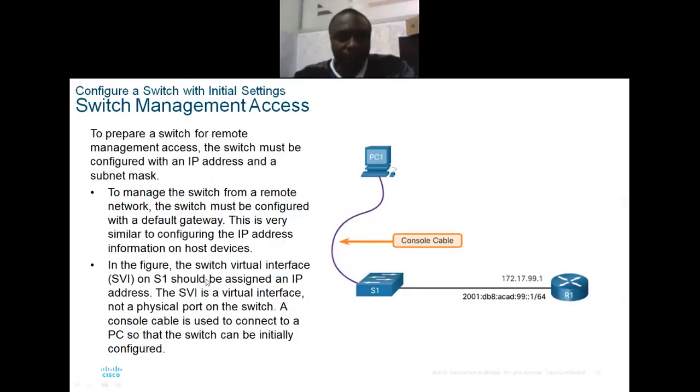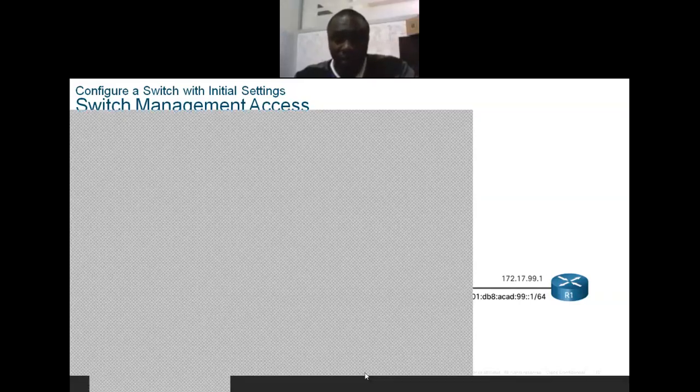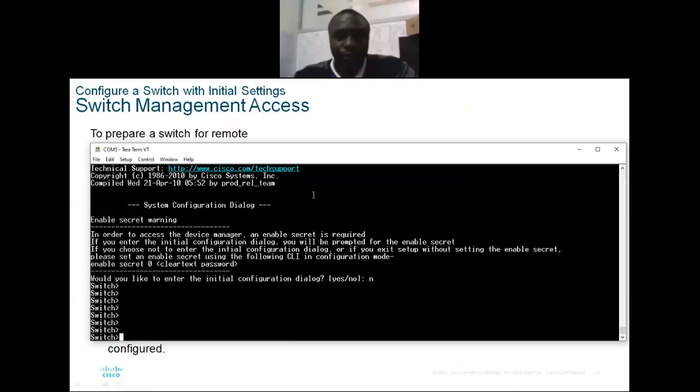It says in the figure, the switch virtual interface on switch 1 should be assigned an IP address. The switch virtual interface is a virtual interface, not a physical port on the switch. A Cisco cable is used to connect to a PC so that the switch can be initially configured. So after that, I can just remotely log into the switch and manage the switch using the IP address. And they're saying that I need to configure a default gateway.